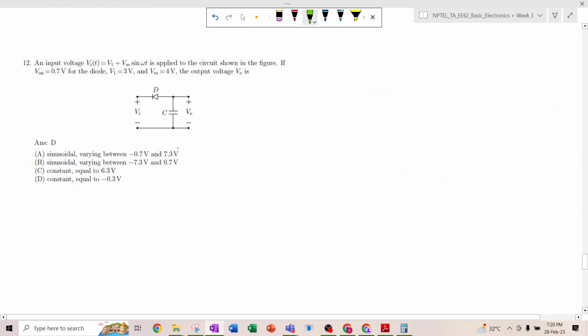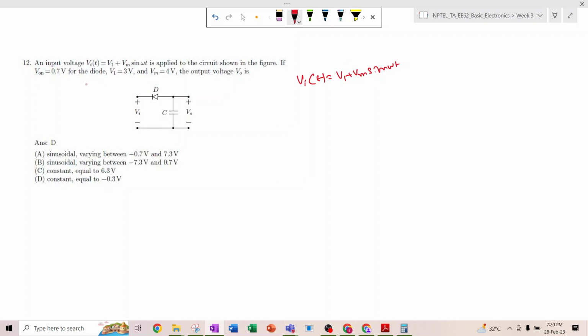So yeah, the next question. An input voltage Vi(t) is V1 plus Vm sine omega t. Okay, so this is applied to the circuit shown in the figure.